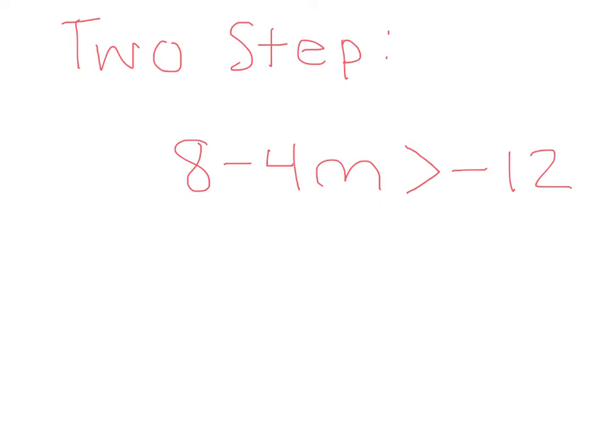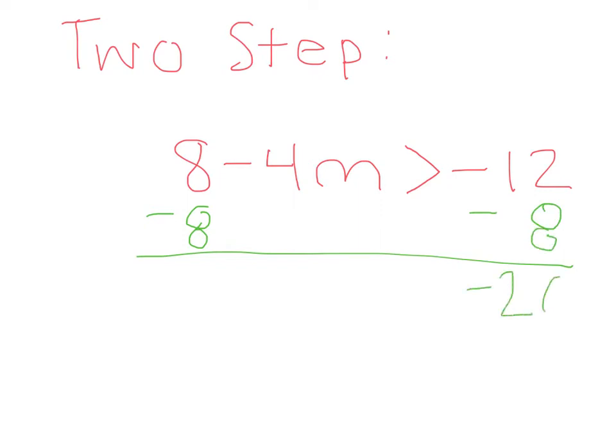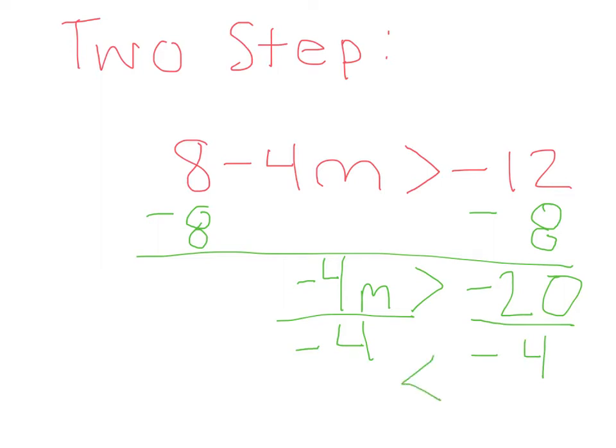So our next problem is a two-step inequality. And the first step is to subtract 8 from both sides. And you have to do keep change opposite, and you get -20. And then you bring everything down. Then you're going to divide by -4, and you're going to flip the sign because you're dividing by a negative number, and you're going to get m is less than 5.